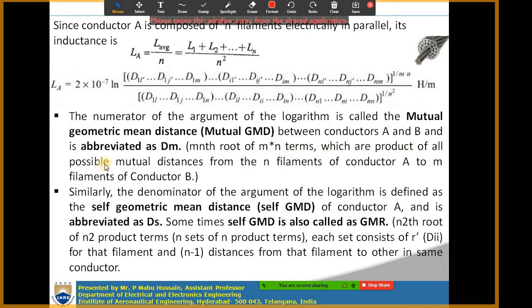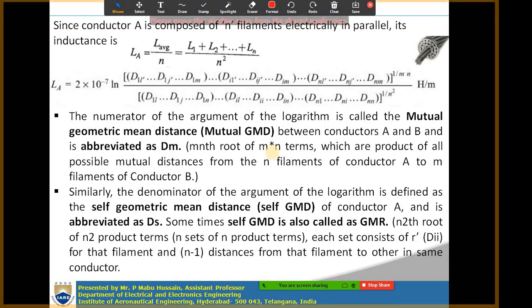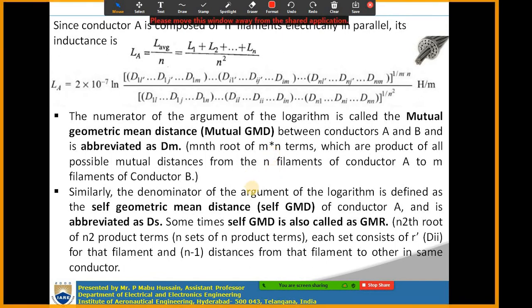So, which are the product of all possible mutual distances from the n filaments of conductor A to the m filaments of conductor B. Okay. So, this product, there are m n terms in it. Those products are the mutual distances from all the n filaments of conductor A. If you take the first filament, then all the mutual distances of the first filament to all the filaments of conductor B. Then the second filament to all the filaments of conductor B, those are the mutual distances. So, the product of all these you have to take, right.